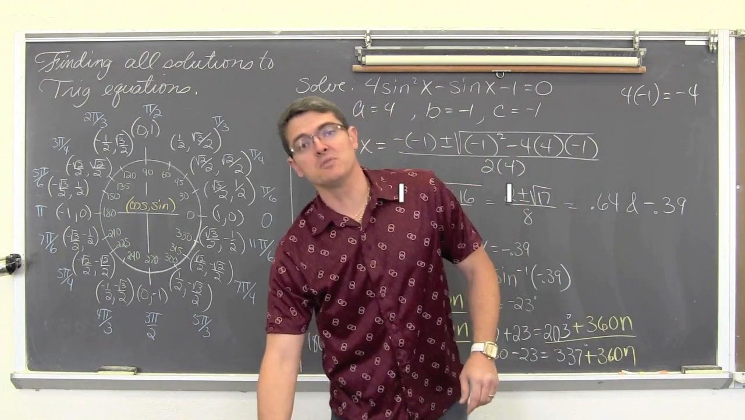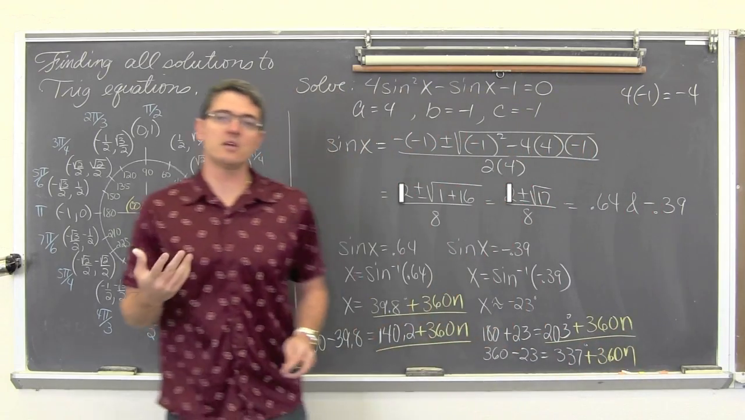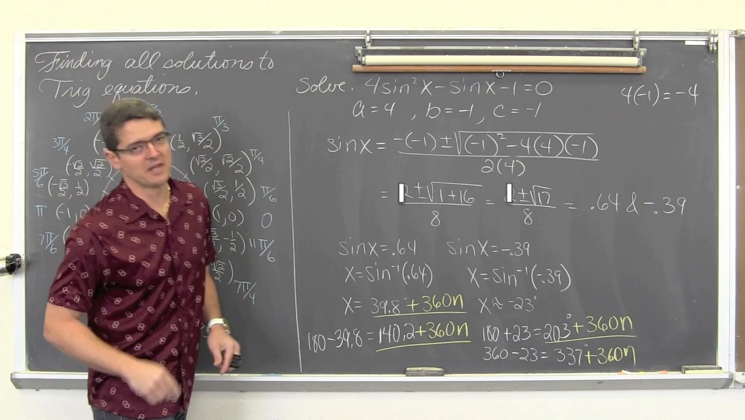And that's 3 examples of solving for all possible solutions, solving these trig equations when they have one single angle. Next video will be for multiple angles.